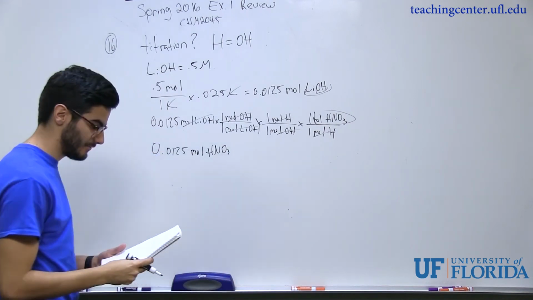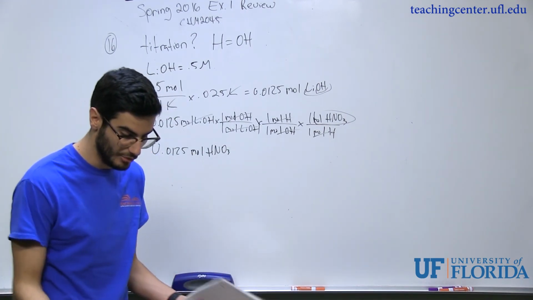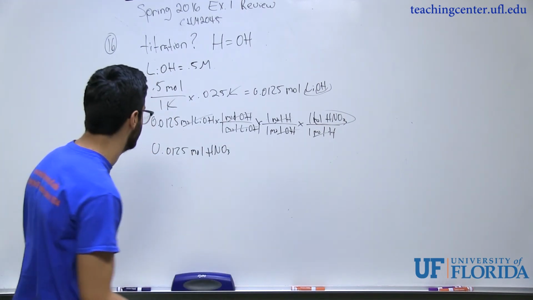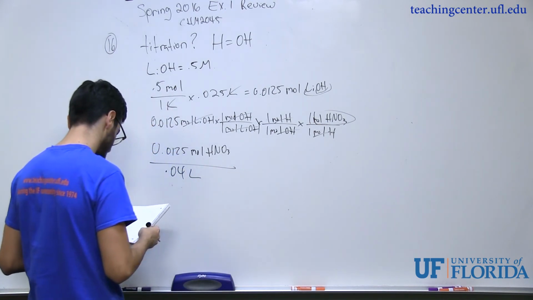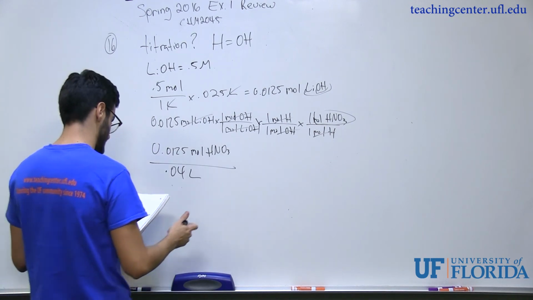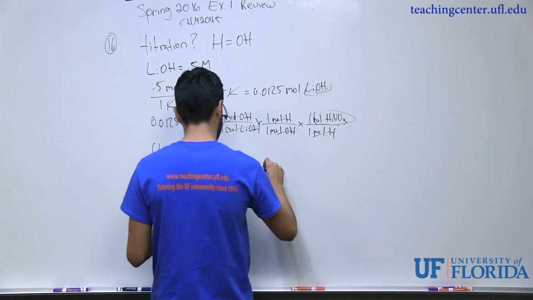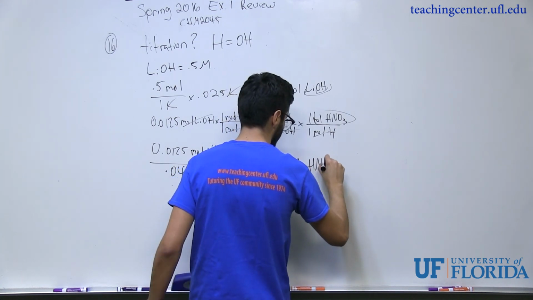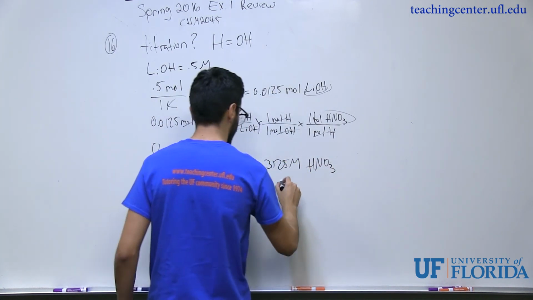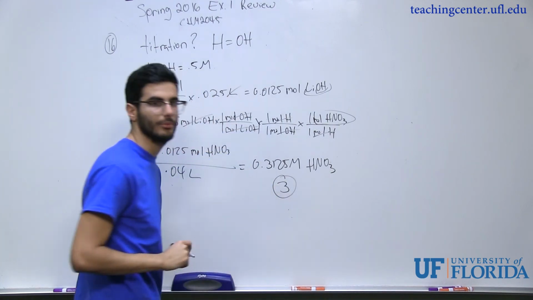Okay, so now our question is asking for our molarity. Remember, our molarity is just moles over liters. I have the moles, and they gave me the liters, but they gave it to me in milliliters. So it's really 0.04 liters. And if you divide that out, you should get 0.3125 molar HNO3, or answer choice number 3.